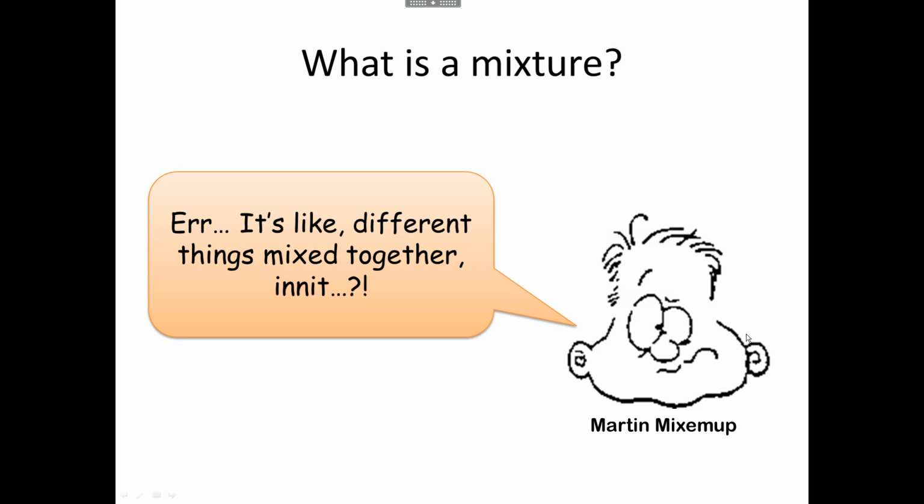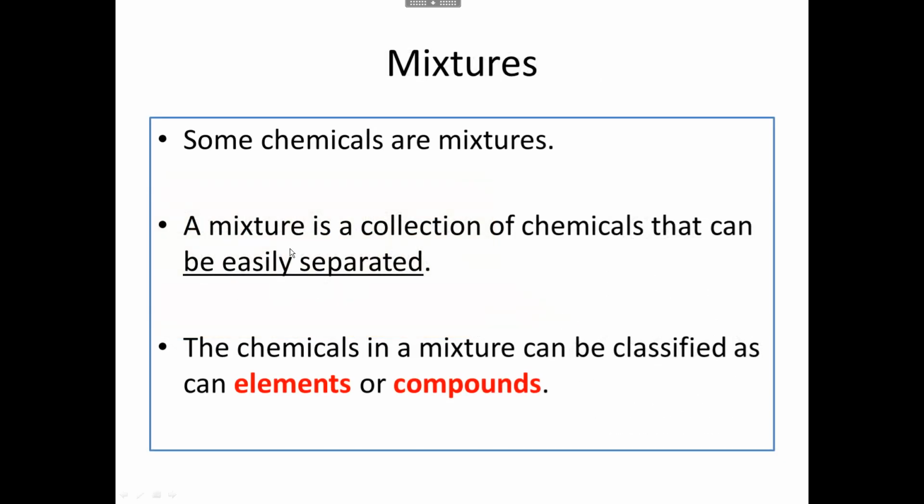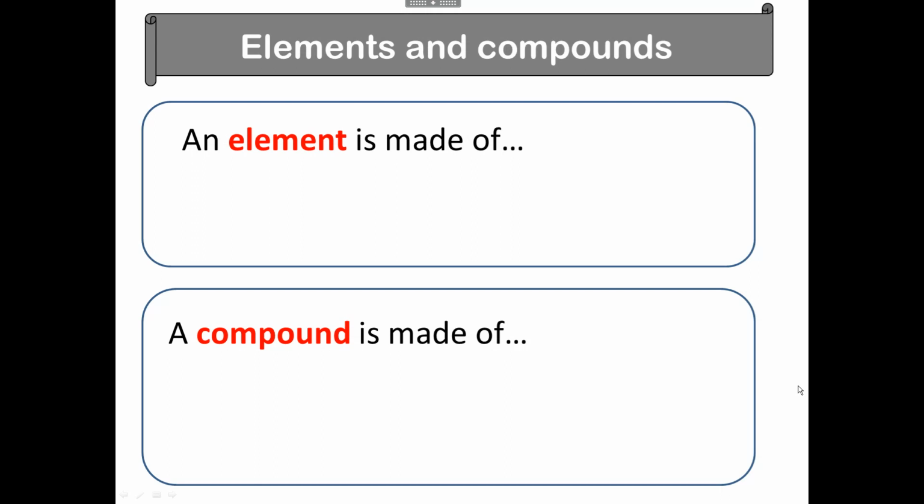Just to remind you, before we move on, what is a mixture? Well, if we want to write a good definition of a mixture, we need to write something like a collection of chemicals that can be easily separated. More than one substance that can be easily separated. Once we've got a substance on its own, we can decide if it is an element or a compound.